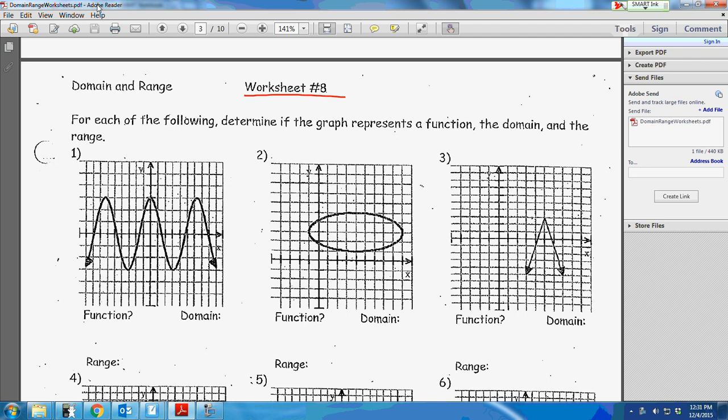All right? So on number 1, is this a function? Yes. Vertical line test passes. What is the domain of number 1 going to be? All real numbers, because there are arrows at each end. So it's going to keep going, so every x value will be used. What is the range going to be? What are the possible y values?